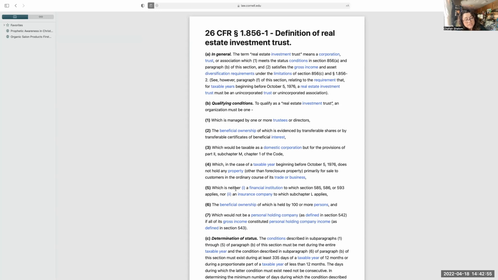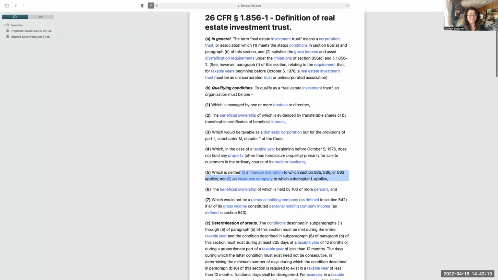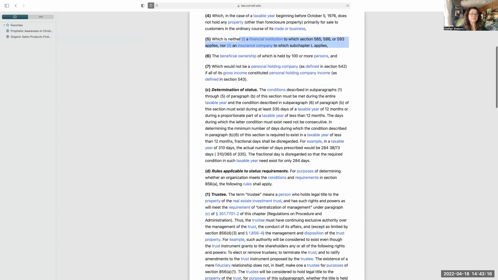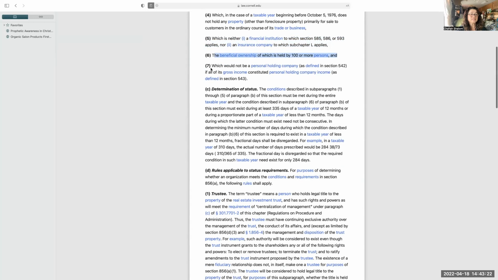So anyways, 5, which is neither 1, a financial institution to which section 585, 586, 593 applies, nor 2, an insurance company to which subchapter L applies. 6, the beneficial ownership of which is held by 100 or more persons. And 7, which would not be a personal holding company as defined in section 542 if all of its gross income constituted personal holding company income as defined in section 543.